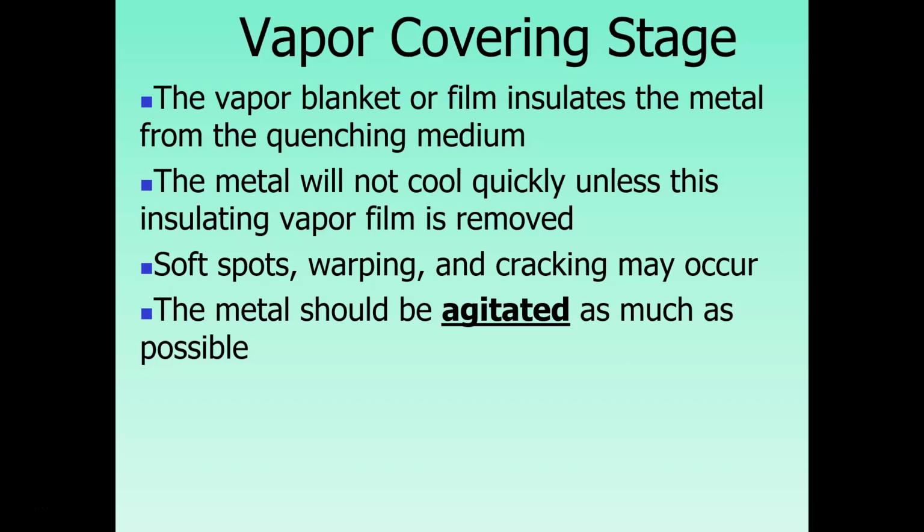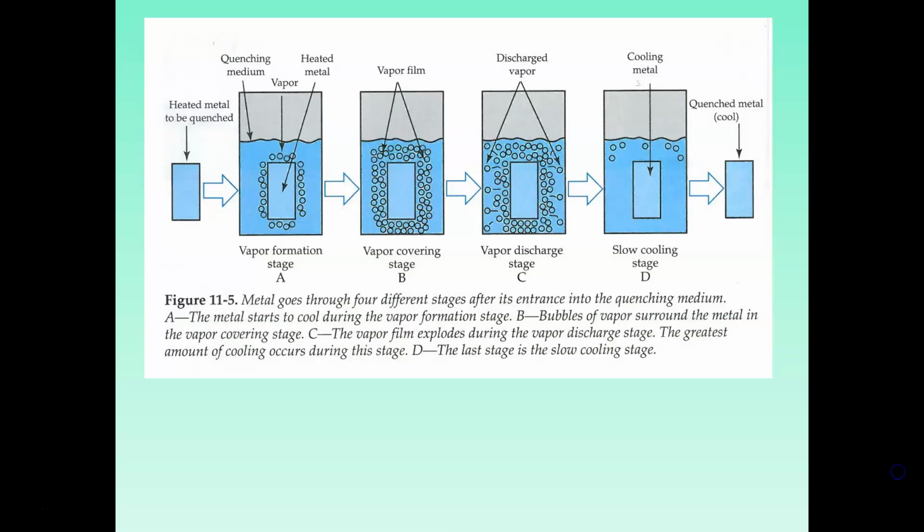Air. Air, in the form of bubbles, is insulating the steel. So air formed around the part, insulating it from the actual quenching medium. That is why it's important to agitate and do those figure eights I ask you to do whenever possible. And we'll look at these stages again.